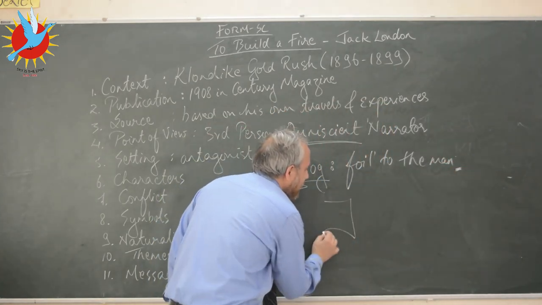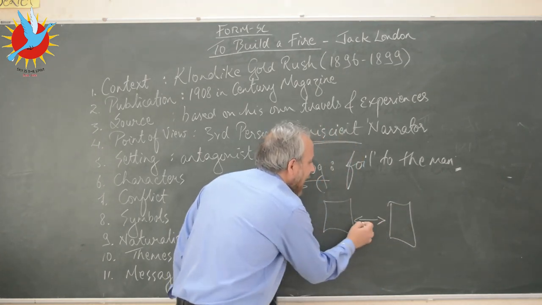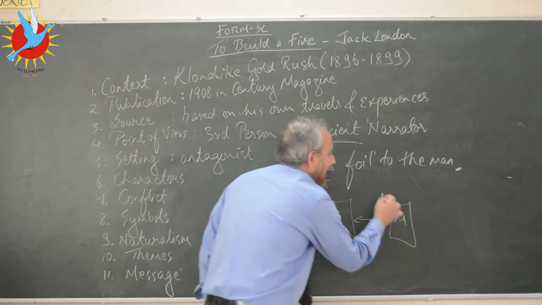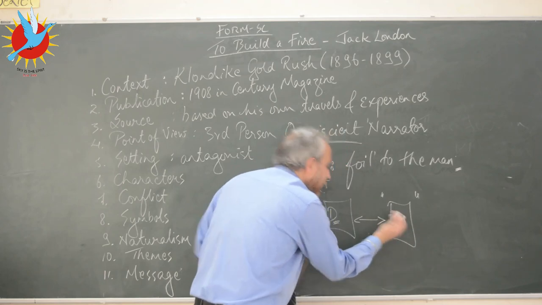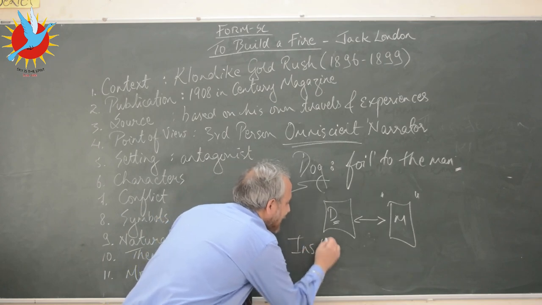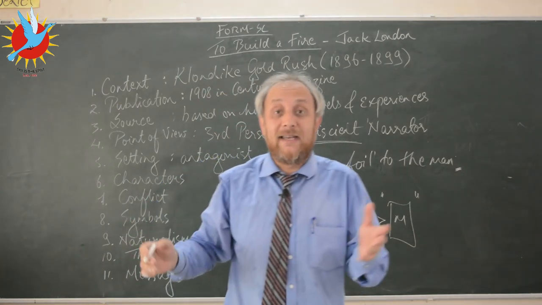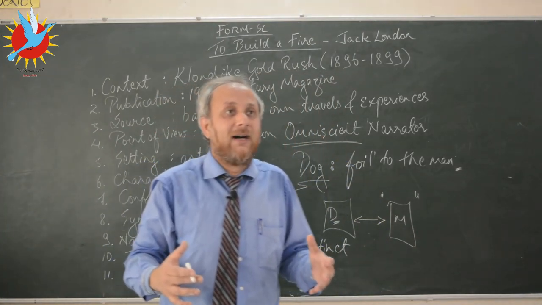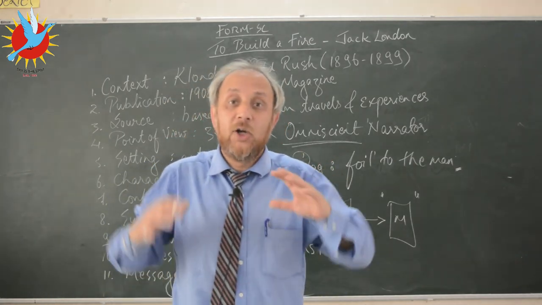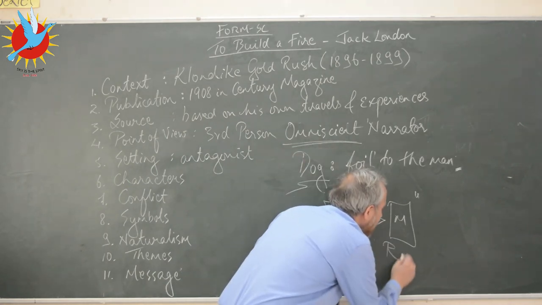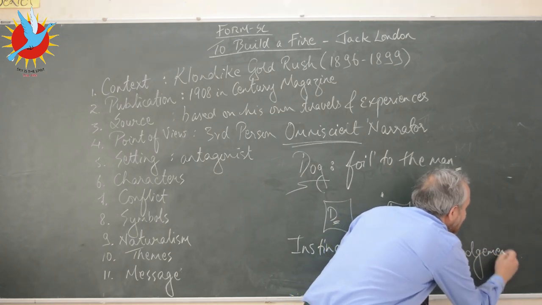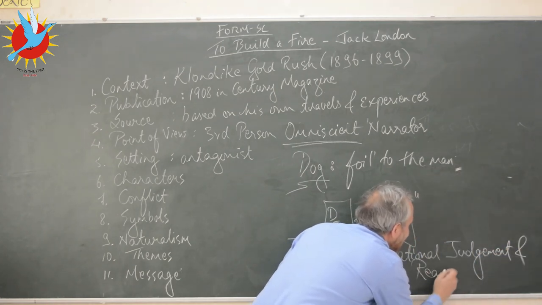So the dog is here, the man is here. Their natures are contrasted. So let's say this is the dog, this is the man. The natures are contrasted to highlight or emphasize the characteristics of each other. So the dog is all about instinct. Just remember that the dog is not only all about instinct, but also the dog's body is such that it is insulated from the cold. And the man is all about rational judgment and reason.